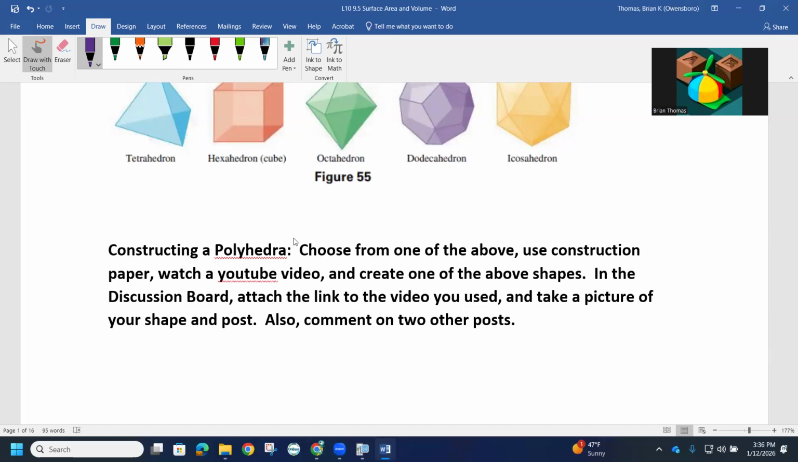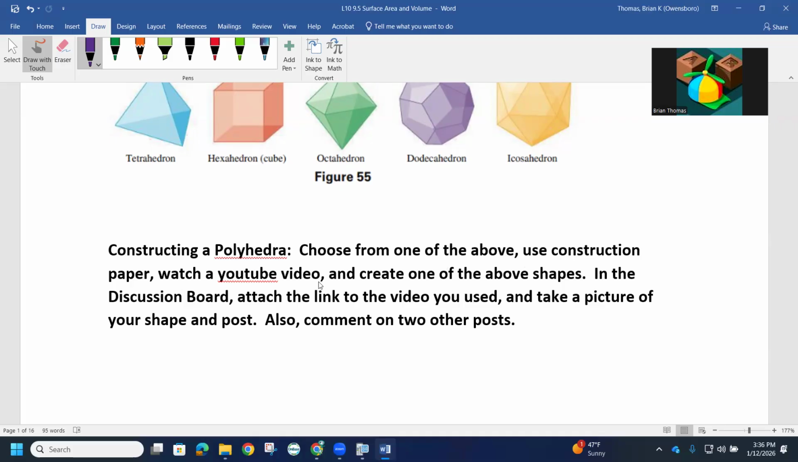If you have an actual little knife they use in cutting, I think it's... what is it called? We have a utility knife, but there are other kinds of knives used in art classes. Scissors are probably not the best thing. So choose one of the above and use construction paper.